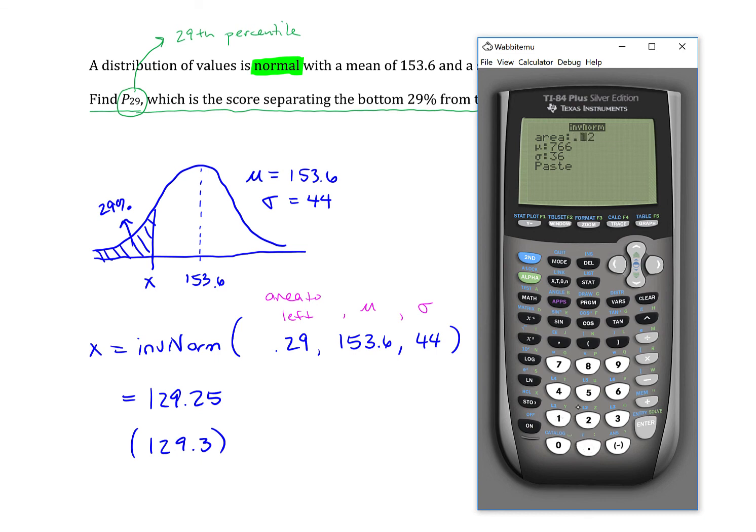and I don't know why I put 0.12, 0.29. The mean is 153.6, and the standard deviation is 44 in this case. And what you do at this point when you hit paste is you'll see the calculator takes those numbers, puts them separated by commas, and attaches them to the inverse norm function so that you get the same answer. It's just a little more convenient so you don't have to remember the order of the input values.